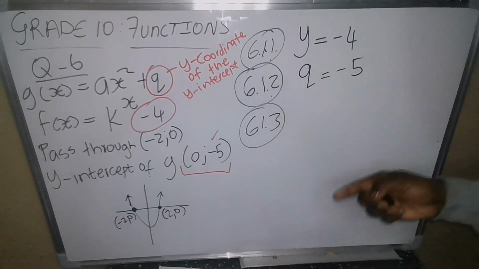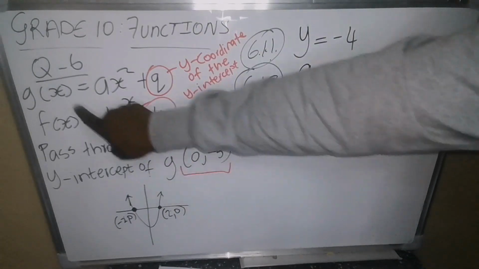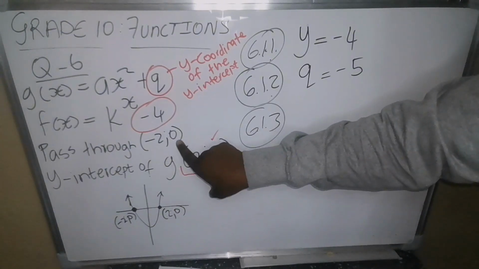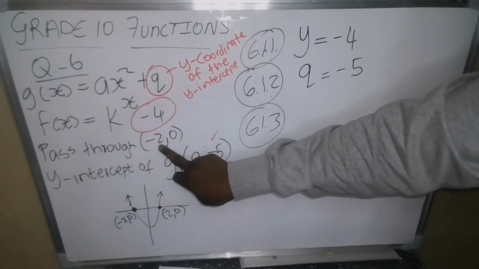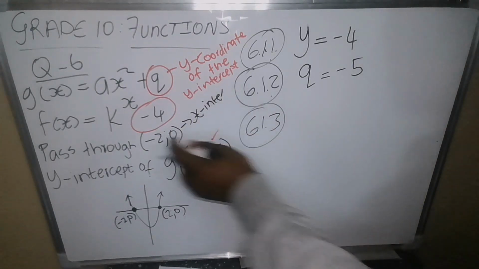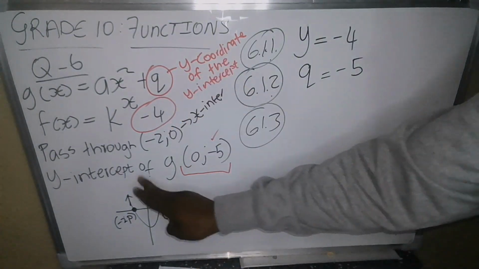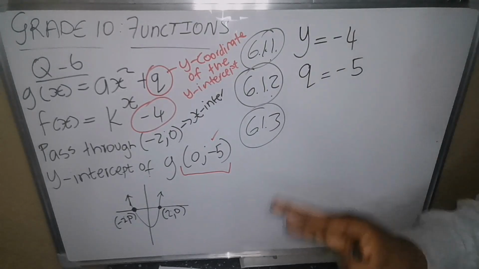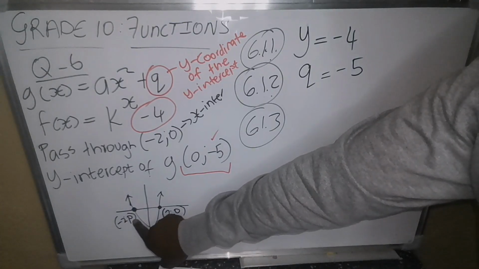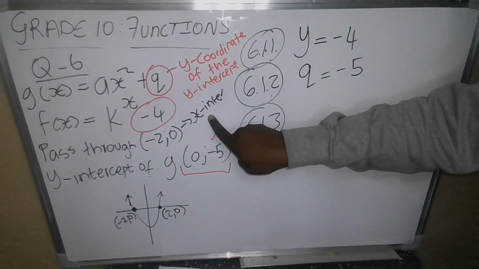So the coordinates of the x-intercept in this case: the graph g(x) passes through (−2; 0), and this is the x-intercept of the graph g(x). Since the graph is cut into two equal parts, the length from the origin is the same on both sides. Therefore, if it's (−2; 0) on this side, the coordinates on the other side are going to be (2; 0), on the x-axis, not the y-axis.